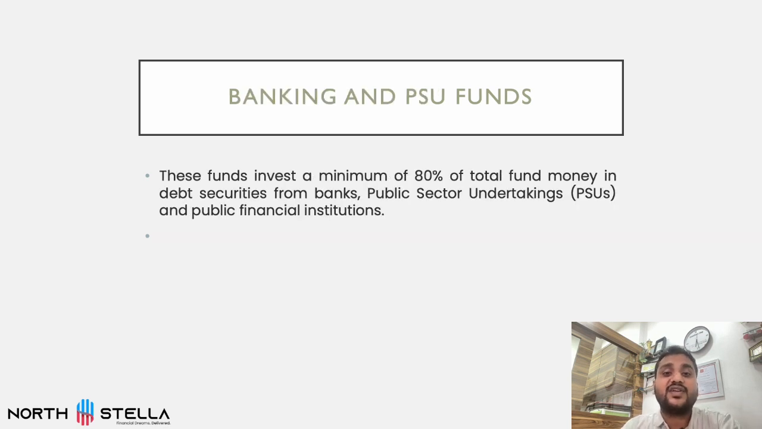Another category is the banking and PSU funds. This fund will invest only in debt securities of banks as well as PSUs. PSUs are public sector undertakings, so government companies. This fund will invest 80% of the total fund money in debt securities from banks and public sector undertakings. Here the risk is a bit low, but the returns deviate because the fund manager can invest across different horizons of bonds, right? From 1 day to 10 years, he can invest across durations. So this is one theme which is available.